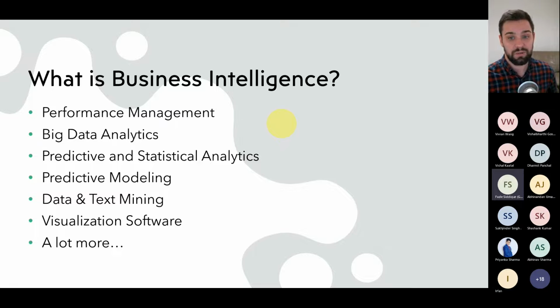So what do we use it for specifically? Well, there are all different types of business intelligence. We can do data text mining. We can use it to do predictive modeling. We can do statistical analysis, big data analytics, which is obviously going to be really relevant to this course, performance management, visualization software, and a whole lot more. So imagine being able to have access to organized data in your company at any time.